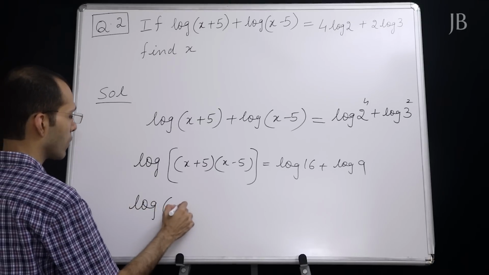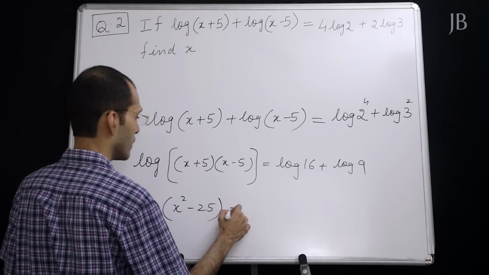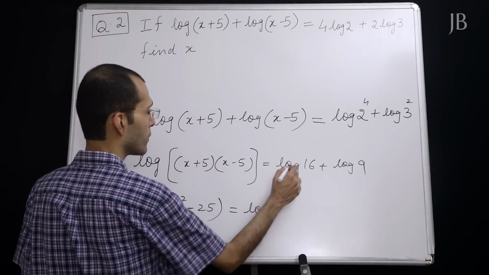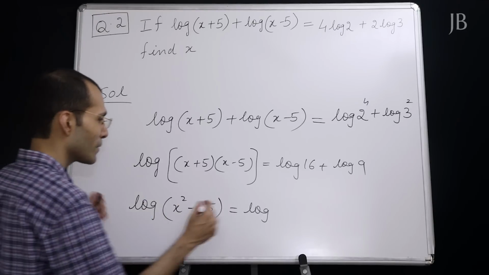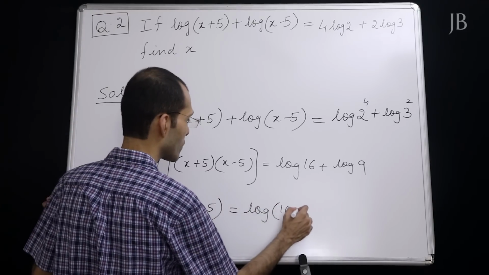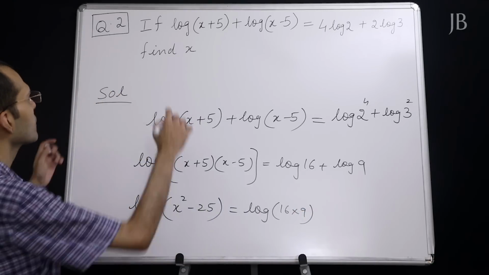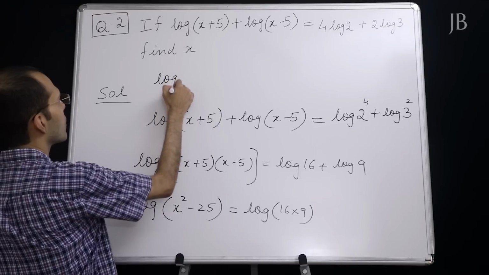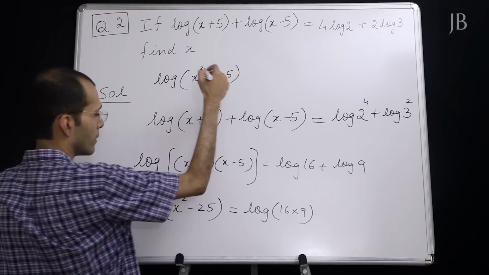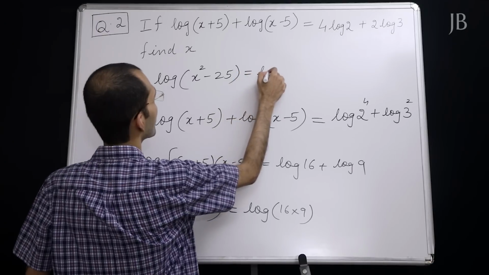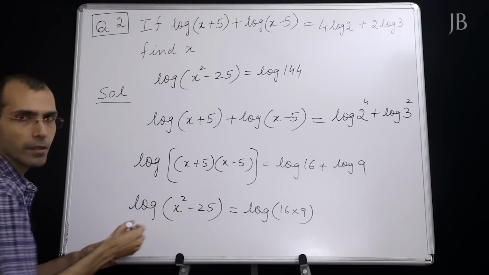Now this will be log of x square minus 25 is equaling log of, now log a plus log b is how much? Log of ab. So this will be log of 16 into 9. So far comfortable? I'll take it here now. Now log of x square minus 25 is equaling log of 144. 16 into 9, okay.